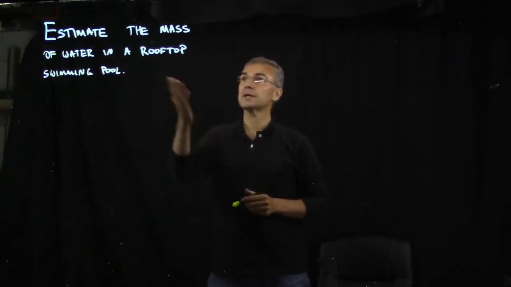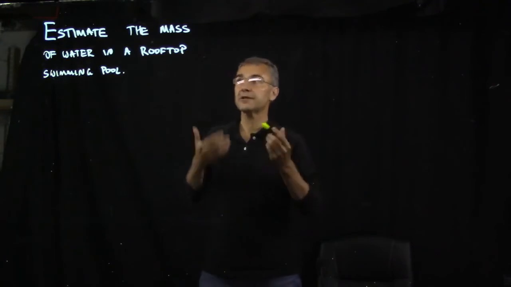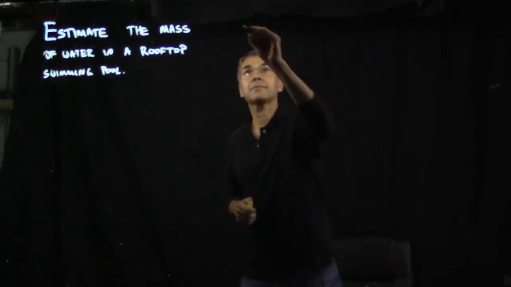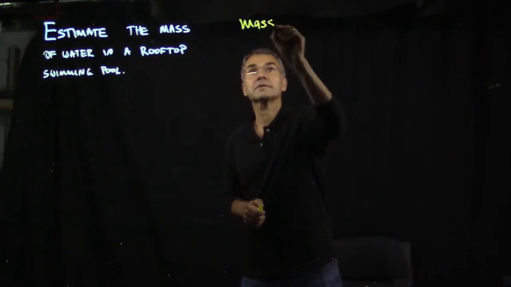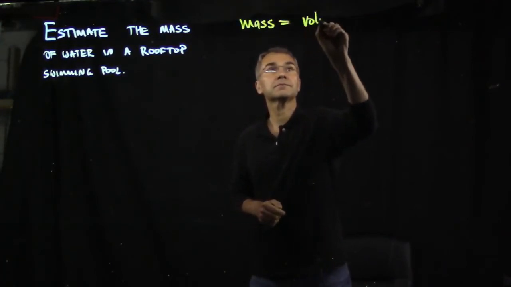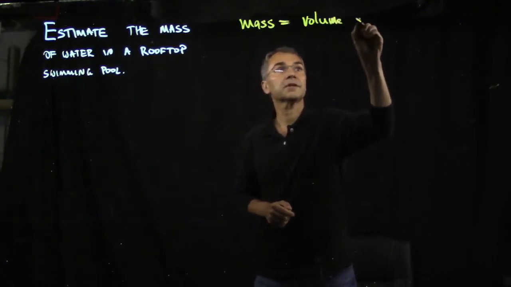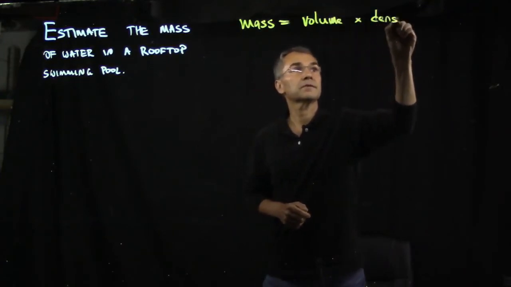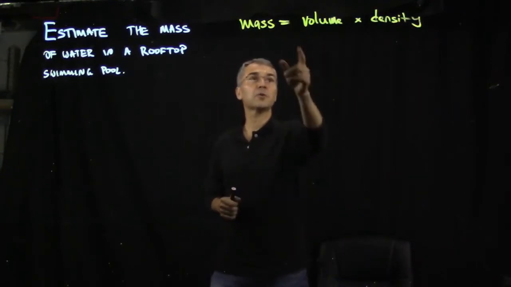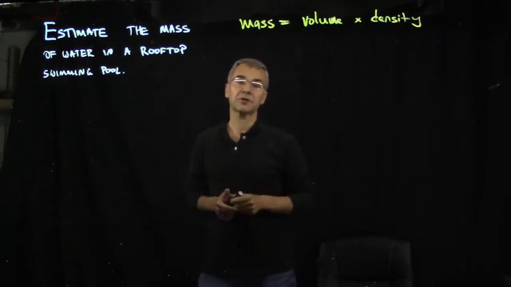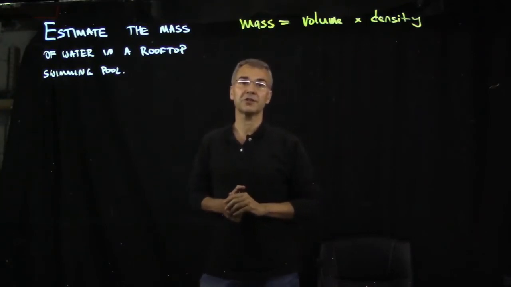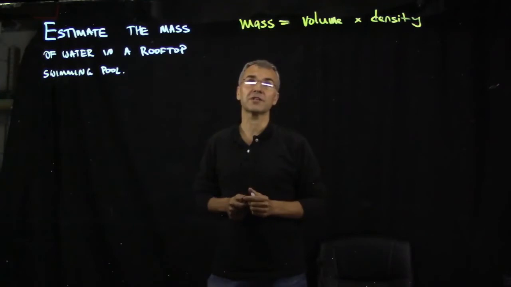So, how are we going to do this? We can try to remember that mass is volume times density. So we want to know what's the volume of water in our rooftop swimming pool, and then we want to know what is the density of water. We want to combine these things together.